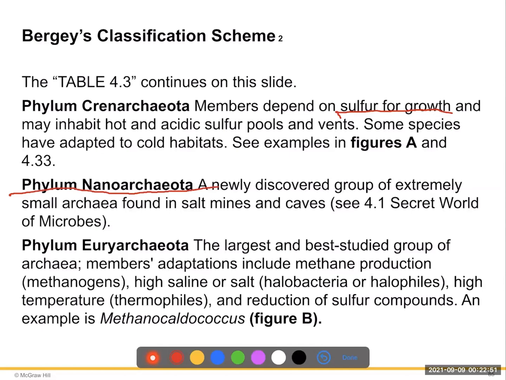Phylum Euryarchaeota, the largest and best studied group of archaea. They include methane producers, which produce methane gas, methanogens, high saline or salt, halobacteria, or high temperature thermophiles. And they work by the reduction of sulfur compounds, not oxygen. So they live in different environments.